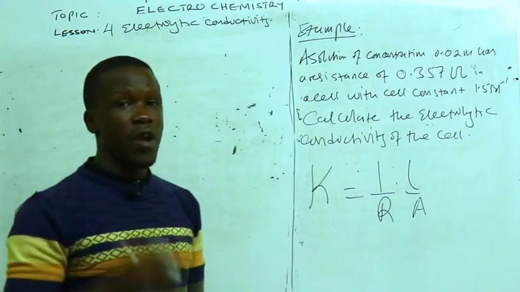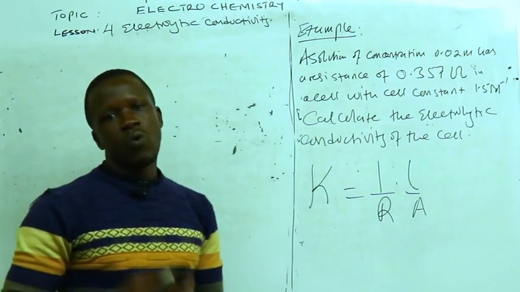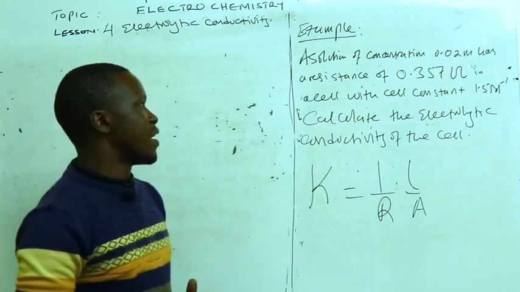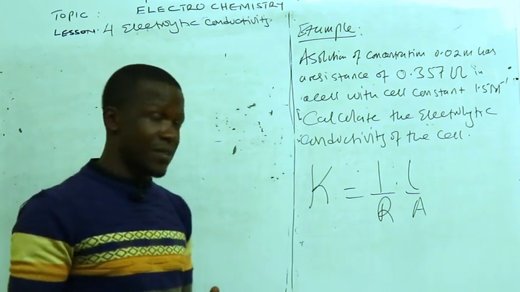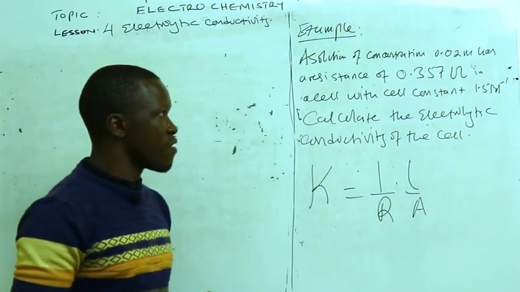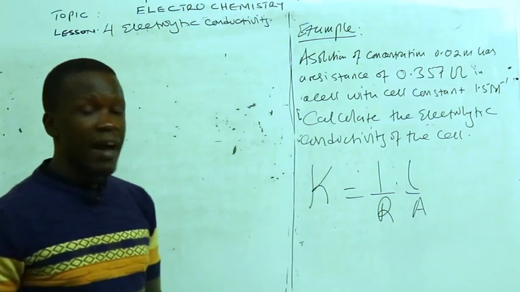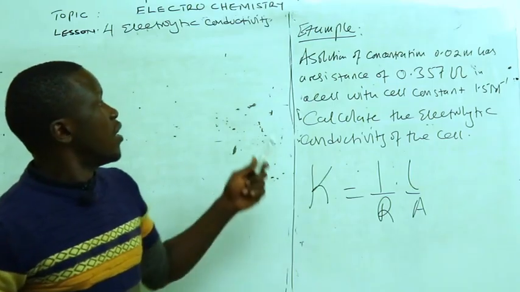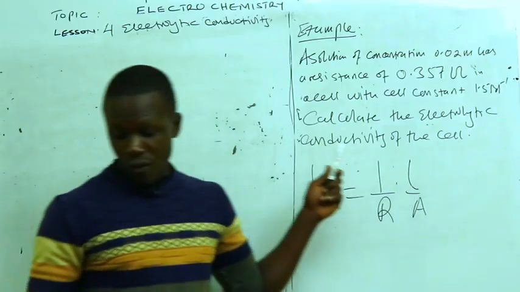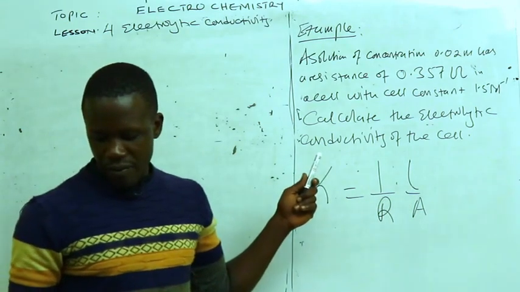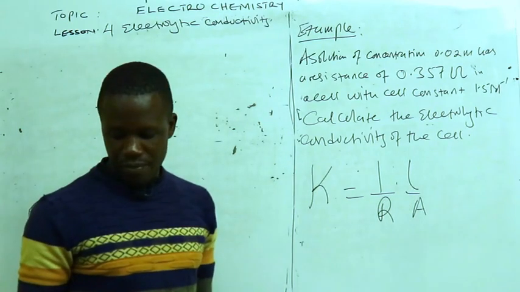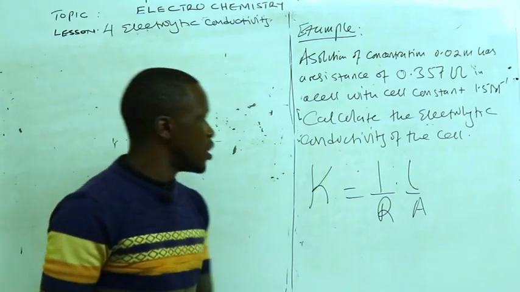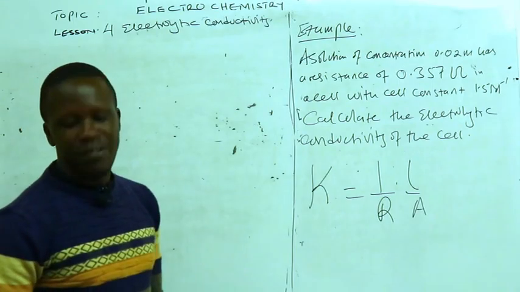In this example, we have been given a cell with an electrolyte that is 0.02 molar. The cell has a resistance of 0.357 ohms, and this cell has a cell constant of 1.5 per meter. We are required to calculate the electrolytic conductivity of the cell.